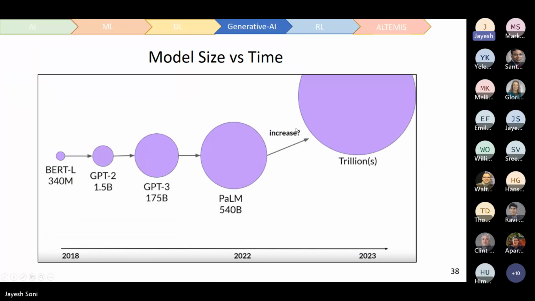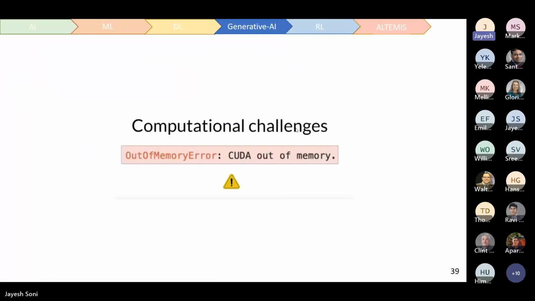The question arises: can we increase the parameters? Can we go to trillions of parameters? The answer is challenging. We might get this error. Whoever is using deep learning models knows that whenever we try to train a model, we get this error: CUDA out of memory, some computational or memory error. So let's see why we can't increase to trillions of parameters.